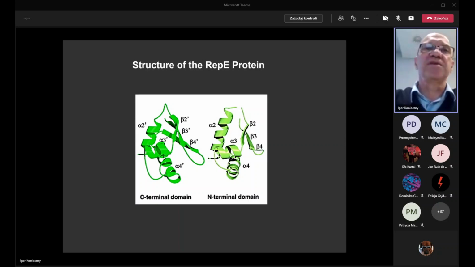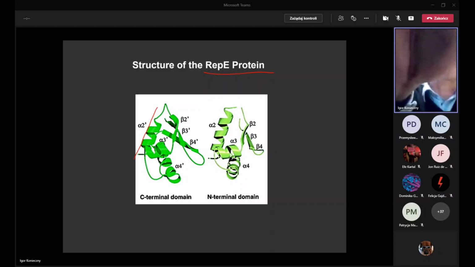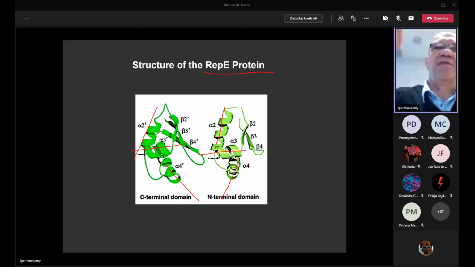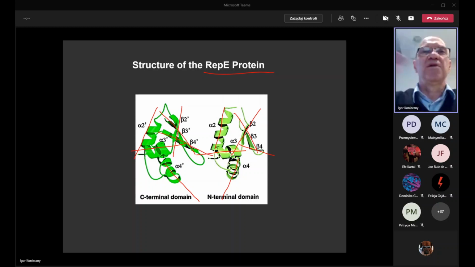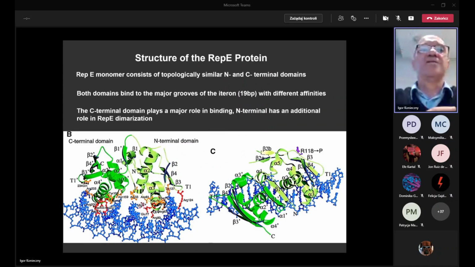So these are very similar when you look at the tertiary structure. Then this is the C-terminal and N-terminal domain of RepE protein, and you see that there are some similarities. This is just the alphas, alpha 3, alpha 4, and then the specific arrangement of beta 2, beta 3, beta 4, beta 2, beta 3, beta 4. So very similar, kind of symmetric. And this symmetry is important for the interaction.